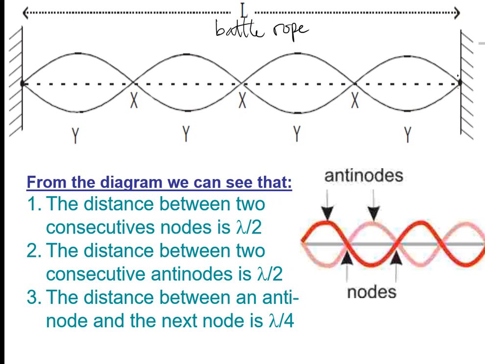So a standing wave has what we call nodes. So nodes are areas of no movement.